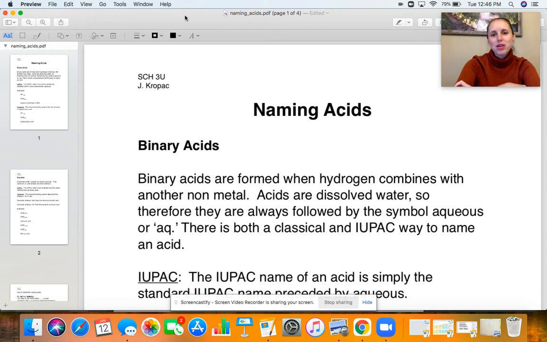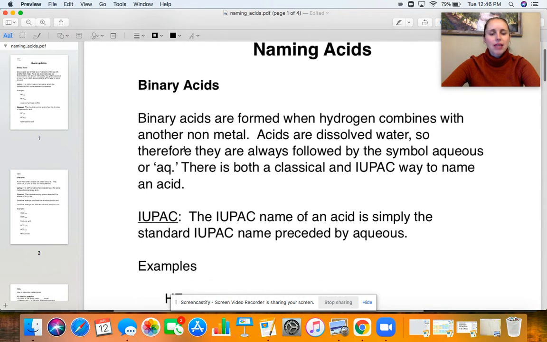All right, and welcome to our last topic for nomenclature. I'm sure you're excited already. This topic is actually brand new, and it's all about naming acids. You might have come across some of the names of acids before in grade 9 and grade 10 chemistry, but you've never actually been shown how to name them. So we're going to name two different types of acids today.